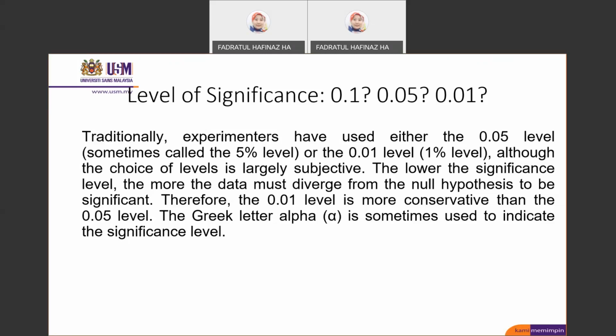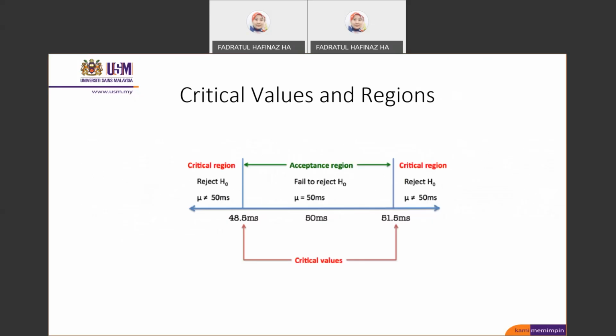Typically, we don't set multiple levels of significance. We choose only one. If we choose 0.1, then we stick with the 0.1 value from the beginning until the end. Traditionally, experimenters have used the 0.05 level, which is called the conservative value. So here are the critical values and regions.